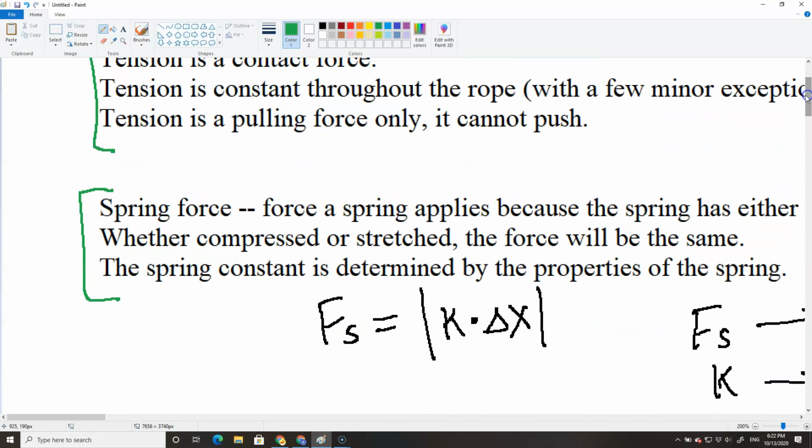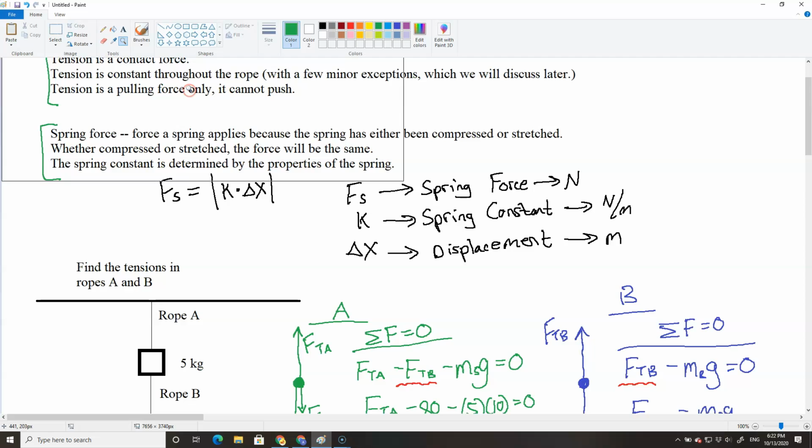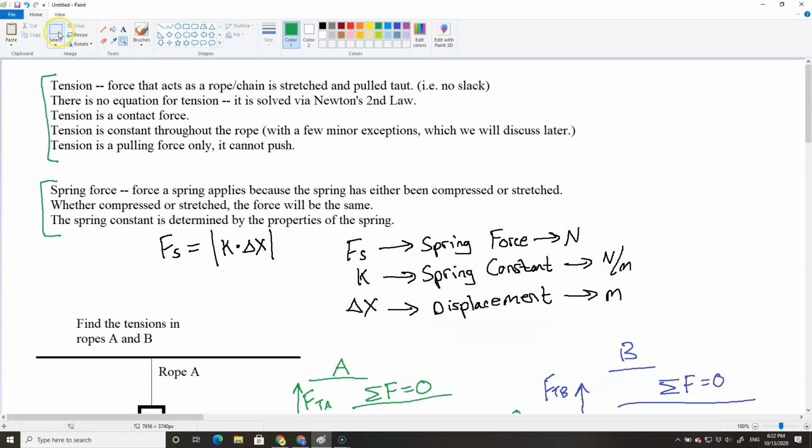And finally, moving on to spring force. Spring force is a little bit easier because the spring force actually does have a formula for it. The spring force is a force applied by, well, a spring. It does not matter if you compress or stretch the spring. If you stretch the spring 20 centimeters, it's the same force applied as though you compressed it 20 centimeters. The only thing that changes is the direction of the force.